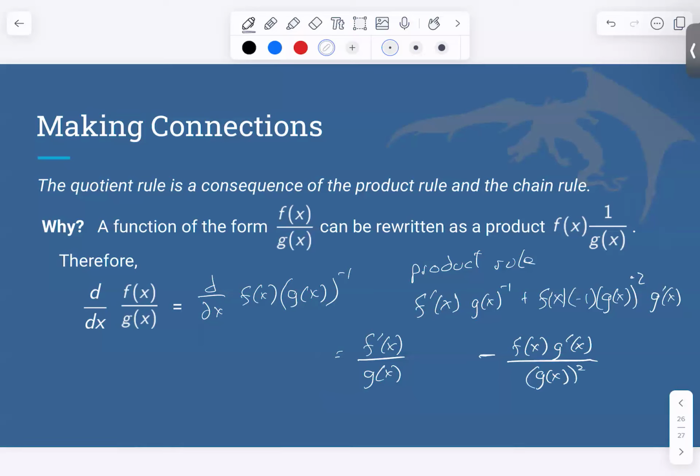Now, if you notice, I want a common denominator. So I need to multiply the first ratio by g of x divided by g of x. And if I have that, and I have terms over g of x squared, I would end up with f prime of x times g of x minus f of x g prime of x. And magically, that is the quotient rule. So it's pretty awesome. All right.